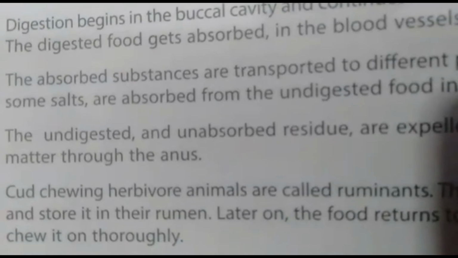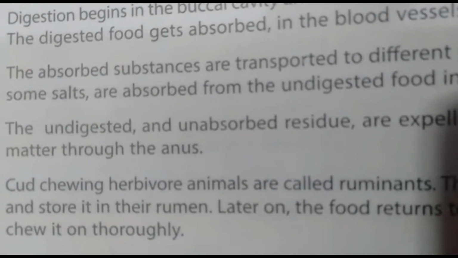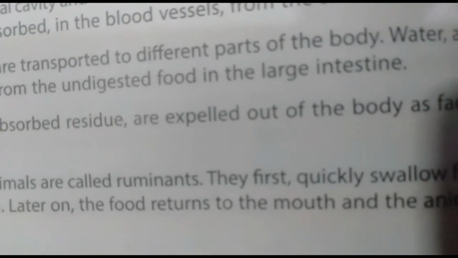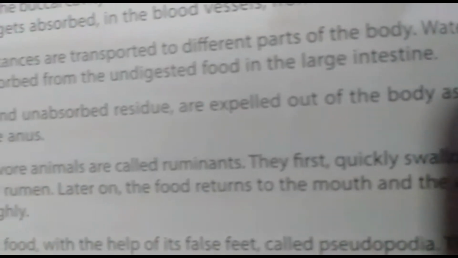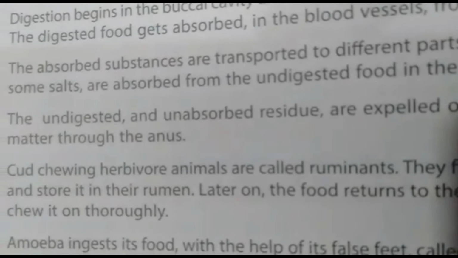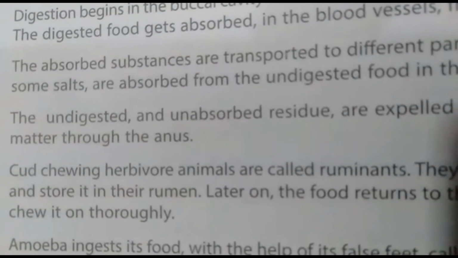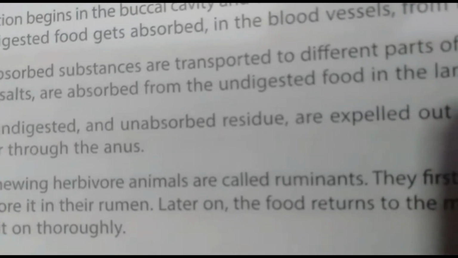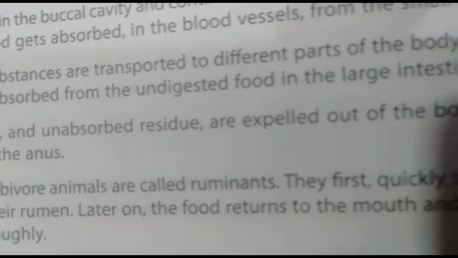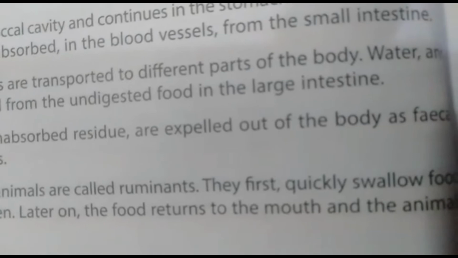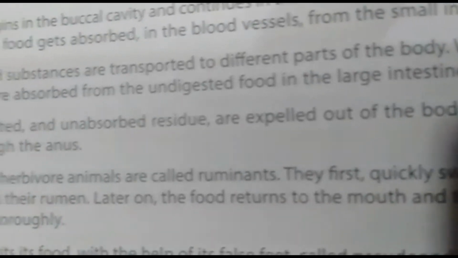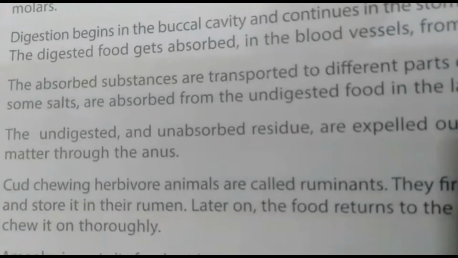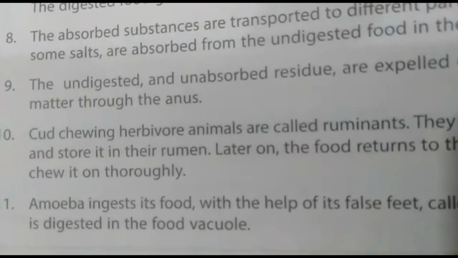Cud chewing herbivore animals are called ruminants. They first quickly swallow the food and store it in the rumen. Later on, the food returns to the mouth and the animals chew it again thoroughly.